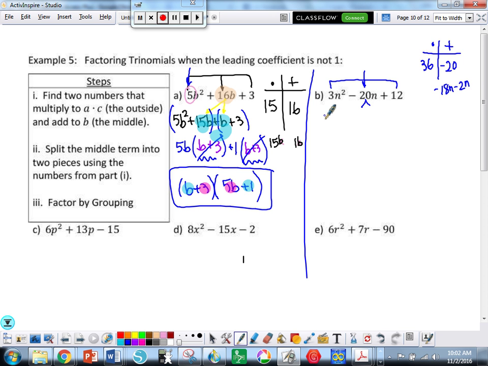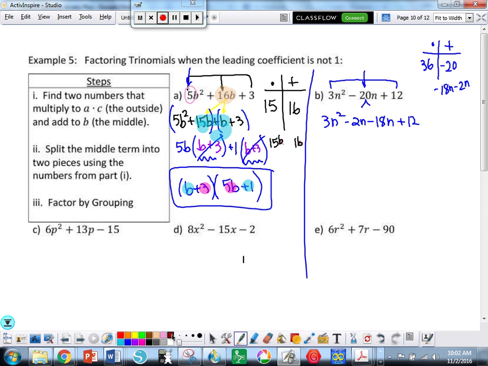Split up that middle term. So we will rewrite it: 3n squared. Does it matter which one comes first? Does not matter. So let's try minus 2n minus 18n plus 12. And then just double check. If I were to add those together, I get the 20, right?